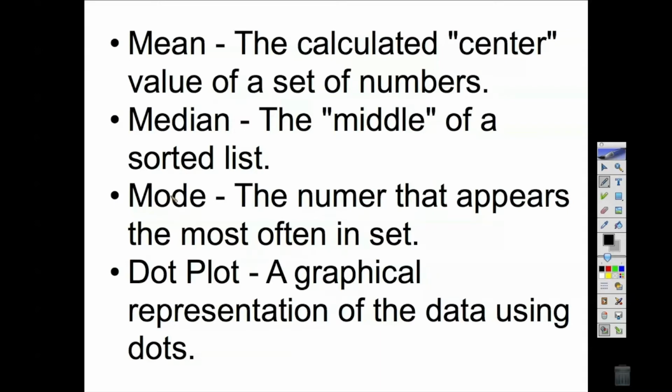The mode is the number that appears the most often in the set. Think of it as the most popular number in the set. There can be more than one mode. It is also possible for no mode to exist if no number repeats itself in the set. A dot plot is a graphical representation of the data using dots and a number line. Again, it's going to be very easy once you see it and I go through what a dot plot looks like.